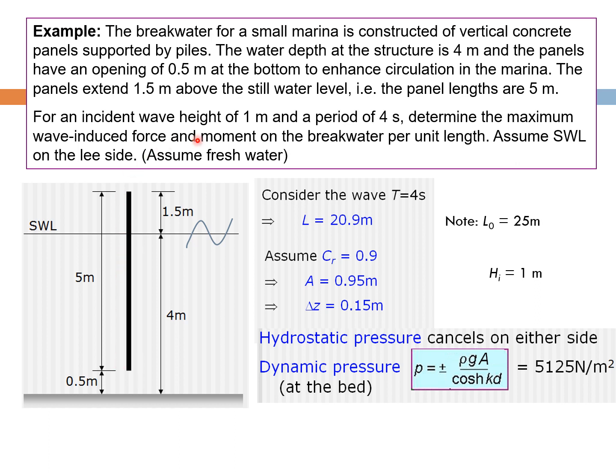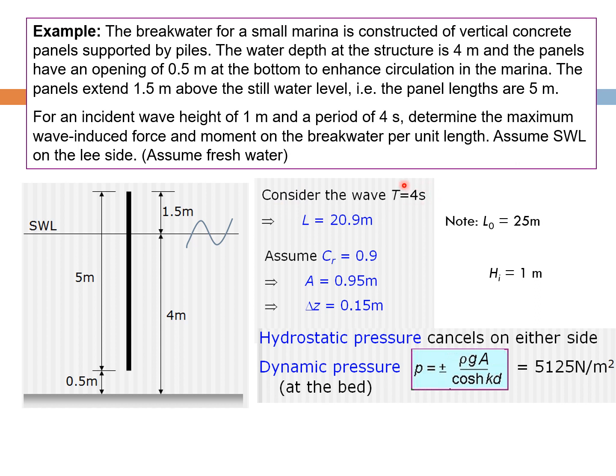For an incident wave height of 1 meter and a period of 4 seconds, determine the maximum wave-induced force and moment on the breakwater per unit length. Assume still water level on the lee side. Assume fresh water, which means that we're going to use the density as 1000 kilograms per meter cubed.